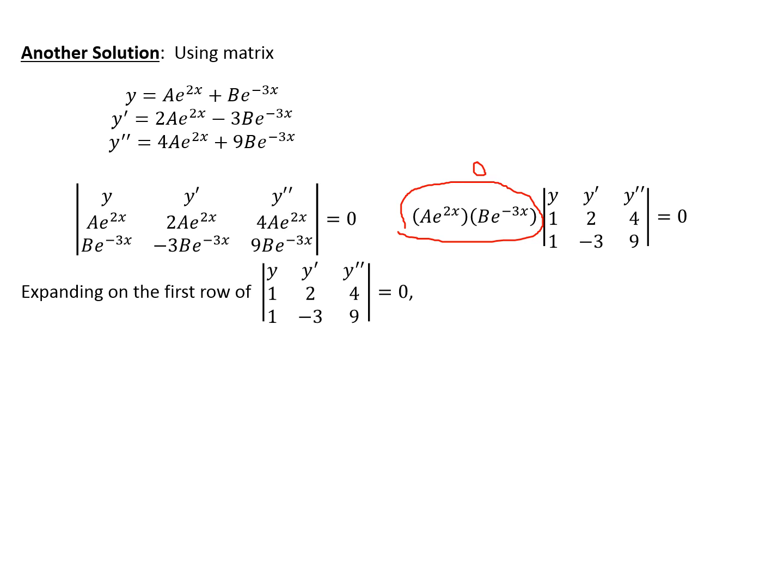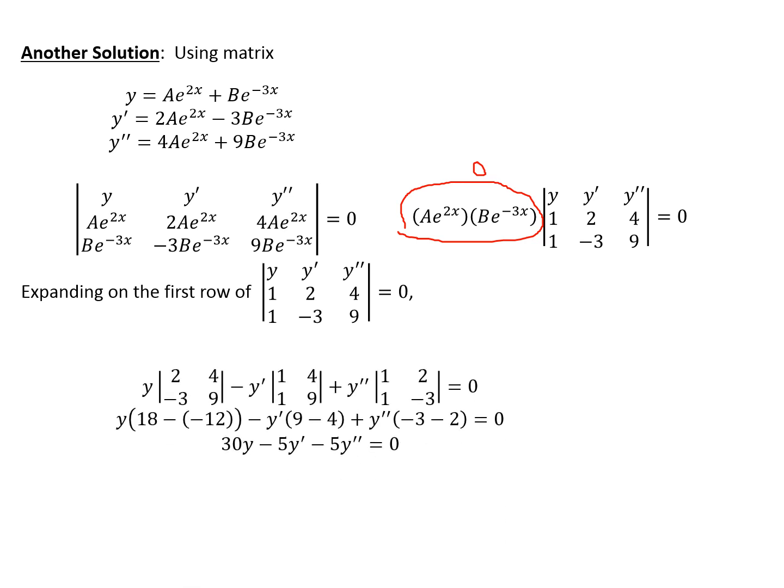You notice that this can be expanded using the cofactors of the first row. In order for you to get the first cofactor, delete that row and column. You get this 2, 4, negative 3, 9. And the next is delete that row and column. You get 1, 4 and 1, 9. And then the signs will alternate because the signs of the cofactors here will alternate. And then for y, delete the row and column, you get the minor of y, that is 1, 2, and 1, negative 3.